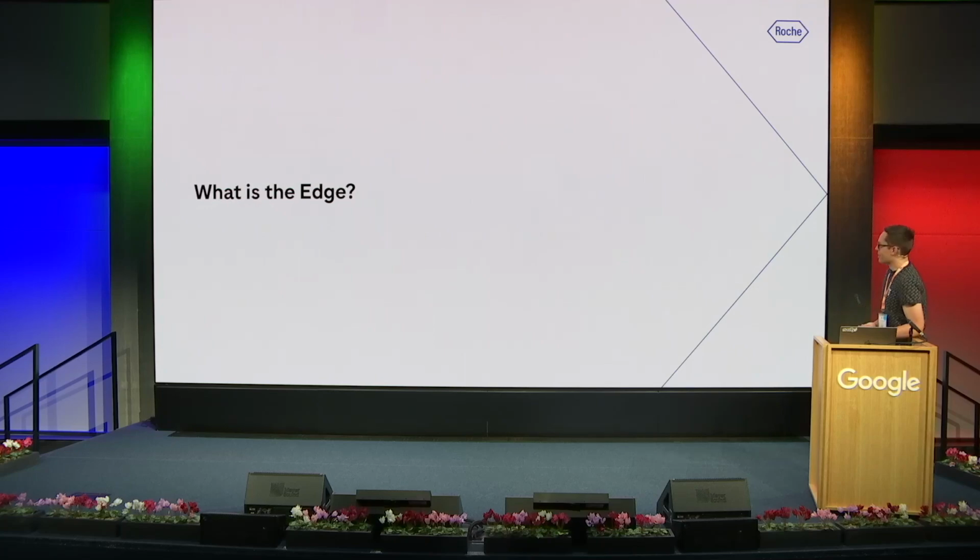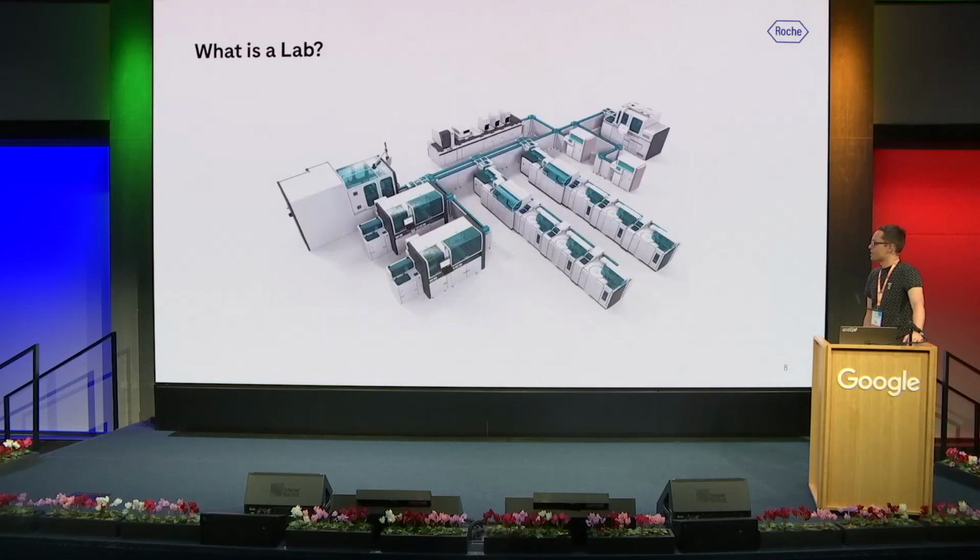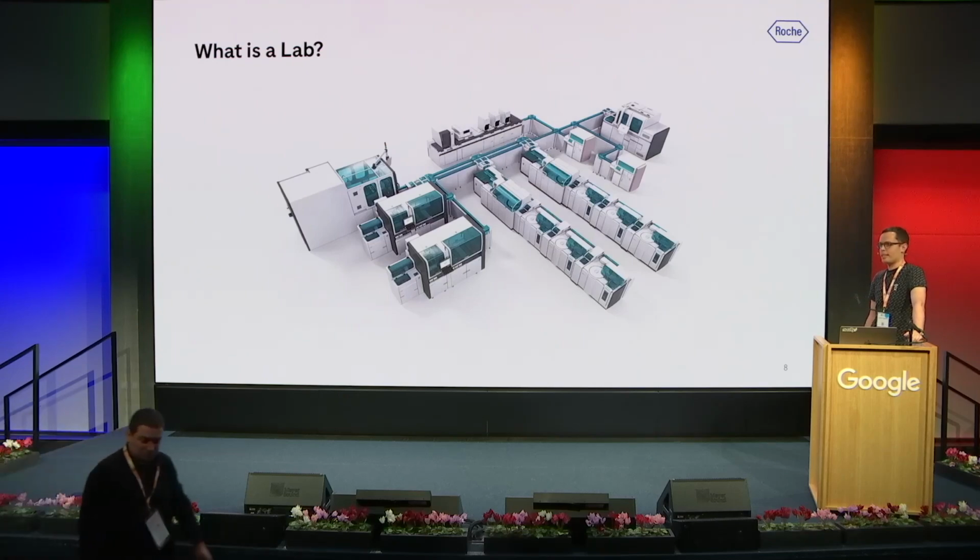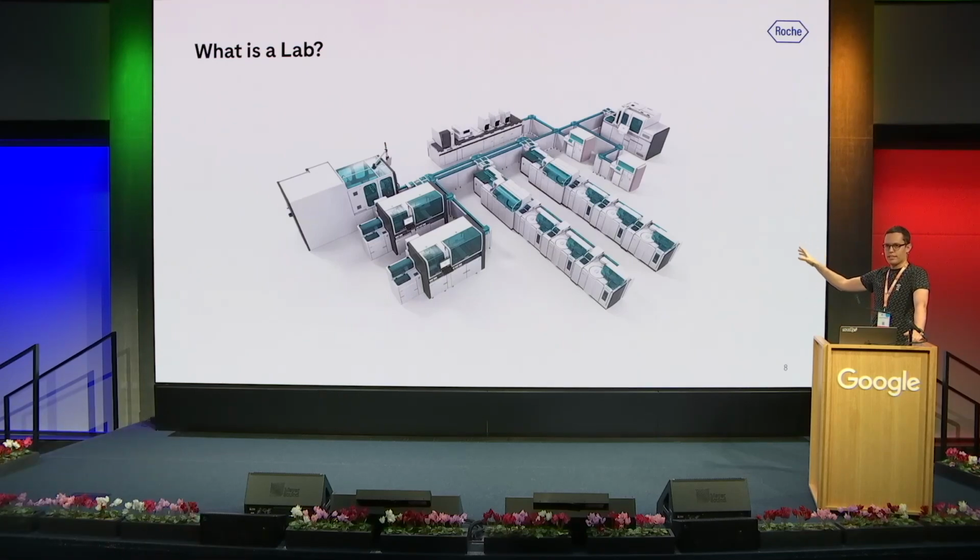All right, so talking about the edge. What is the edge actually? I think this is a word which is kind of overloaded, and it can mean many different things. But this is a picture of what the edge is for Roche, right? This is a molecular lab, which you could, for example, find in a hospital. So when somebody draws your blood, it goes into one of these. Not all of them look as big or as nice as this 3D rendering here.